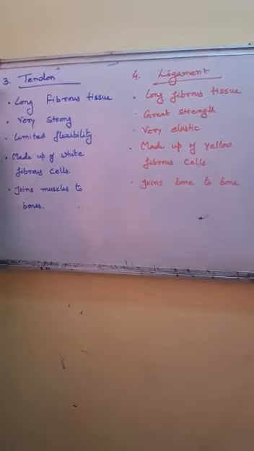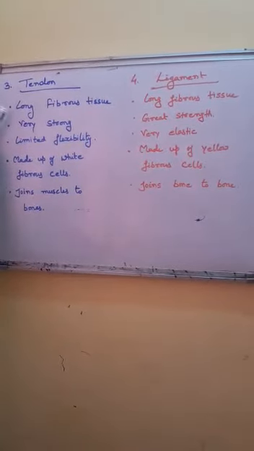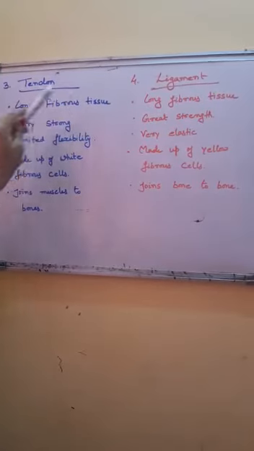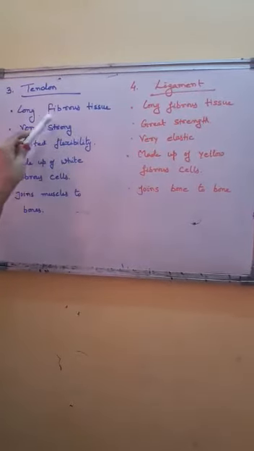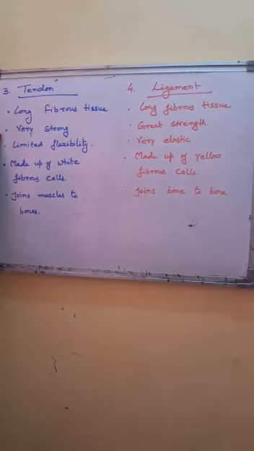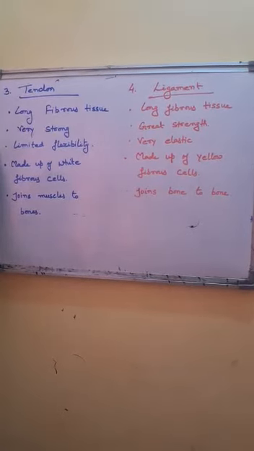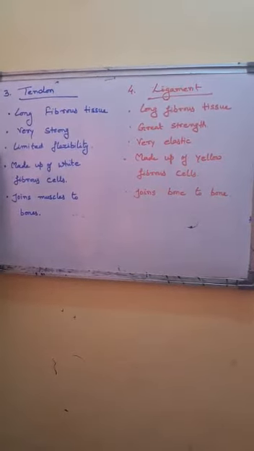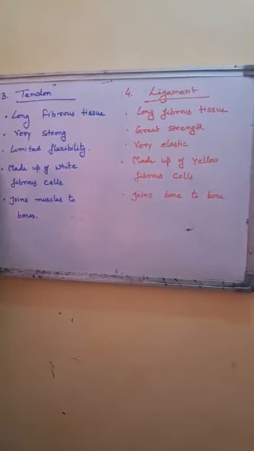The next tissue is tendon. Tendon is made up of long fibrous cells. So it is a long fibrous tissue. It is a thread-like tissue. It is very strong in nature but has limited flexibility. So the tendons are almost non-flexible with very much strength.